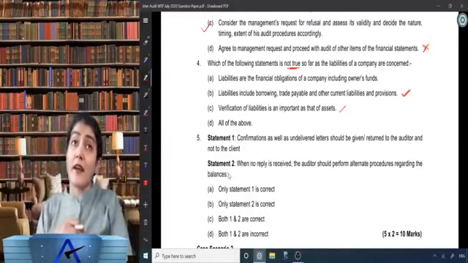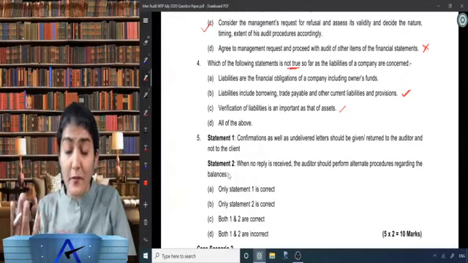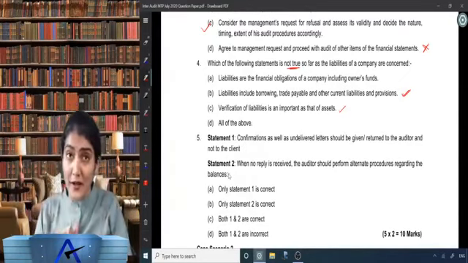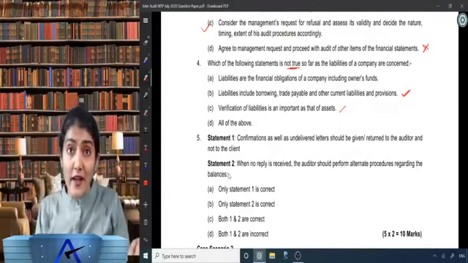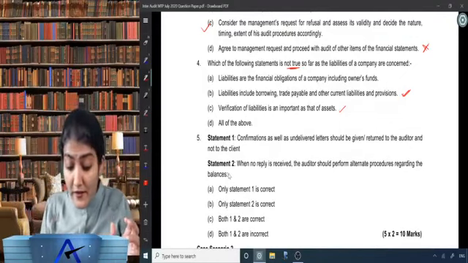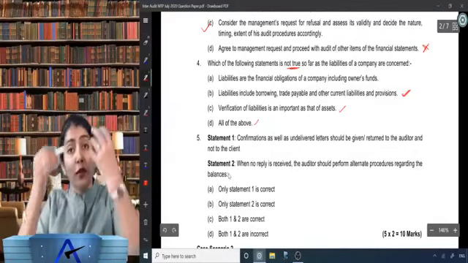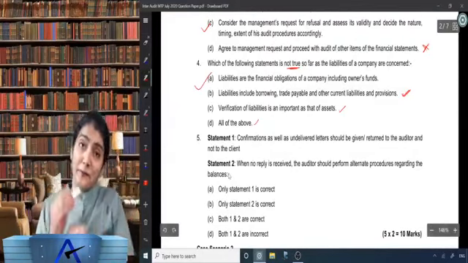Borrowing, trade payable, other current liability and provision are included under liability. And verification of liabilities is as important as that of assets. These 2 are true. So anyways, it cannot be D, all of the above. So the only option remaining over there is A.